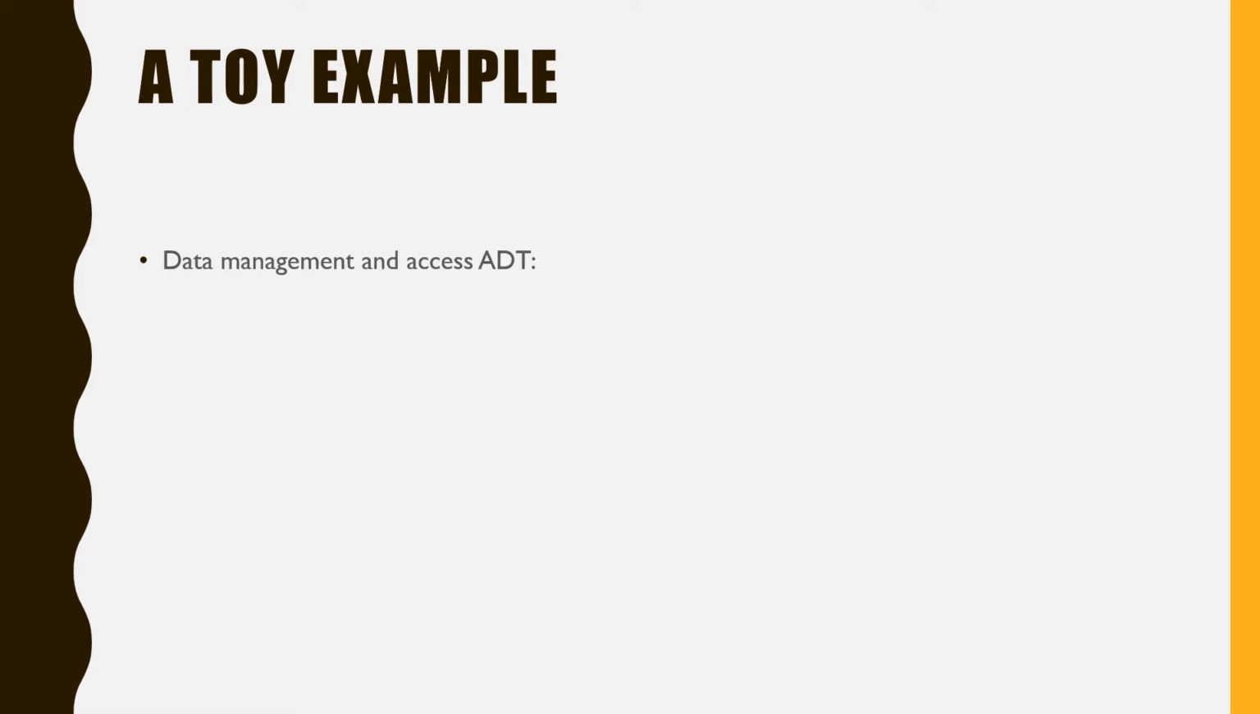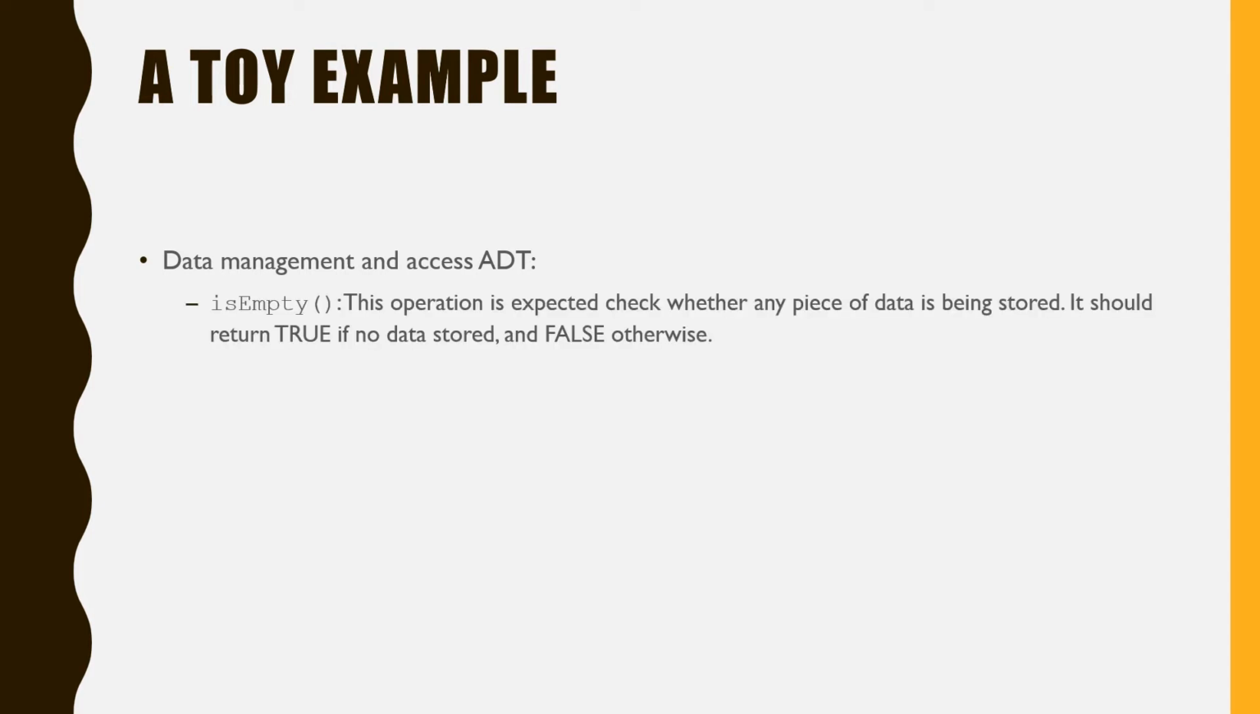For data management and access, let's begin with defining the ADT. We'd expect that our data structure will support 3 operations. We will describe these operations as functions in programming languages. The first function, isEmpty, should tell us whether any piece of data is being stored. It should return true if no data is stored and false otherwise.